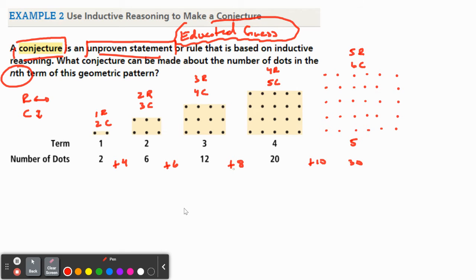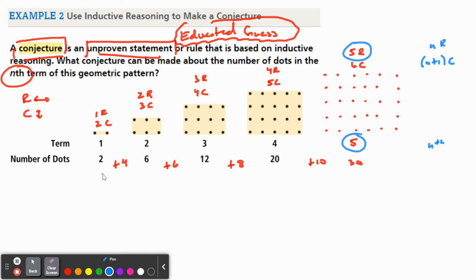So if you look at these numbers up here, notice that the 5 for the term number corresponds to the 5 in the rows. And then the 6 in the column number is just one more than the term number. So in my thought process for the nth term, for the nth term, there is going to be n rows and n plus 1 columns.